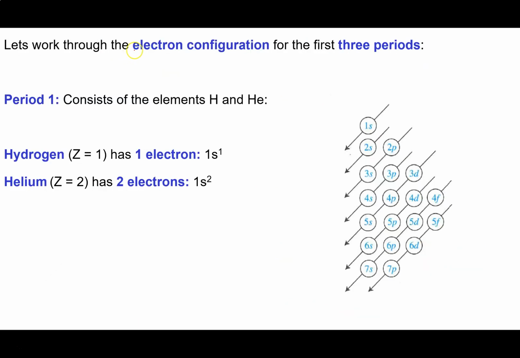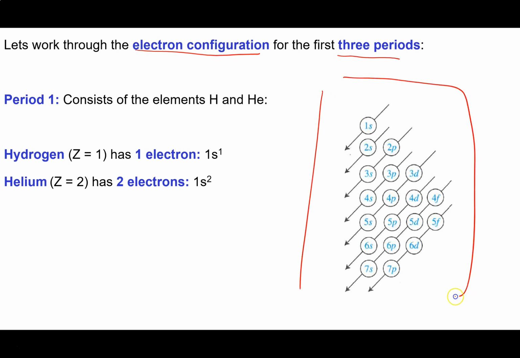So we're going to do the electron configurations of the first 3 periods, and I've put the Aufbau diagram here so you can see how I'm doing it. Period 1 is nice and easy. It only has 2 elements in it. Hydrogen, which has atomic number 1, which means it has 1 electron. So it's going to go 1s1. Helium has atomic number 2, so it's got 2 electrons. So we go 1s2. At that point, the 1s is finished, and I come over and start filling up from there.